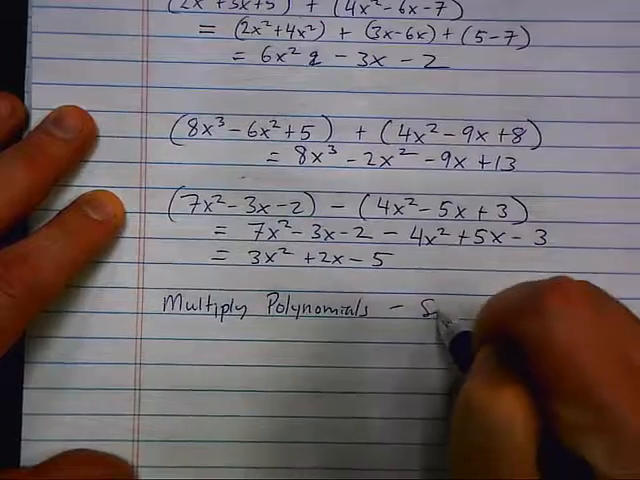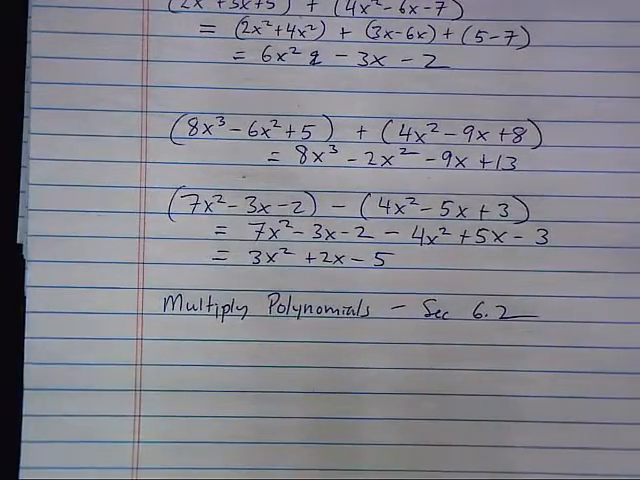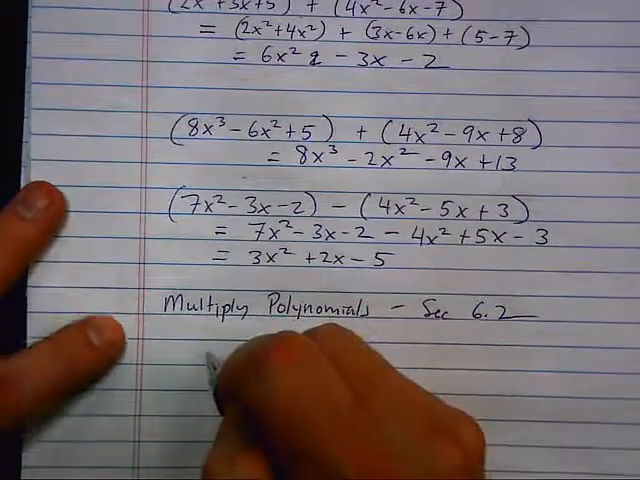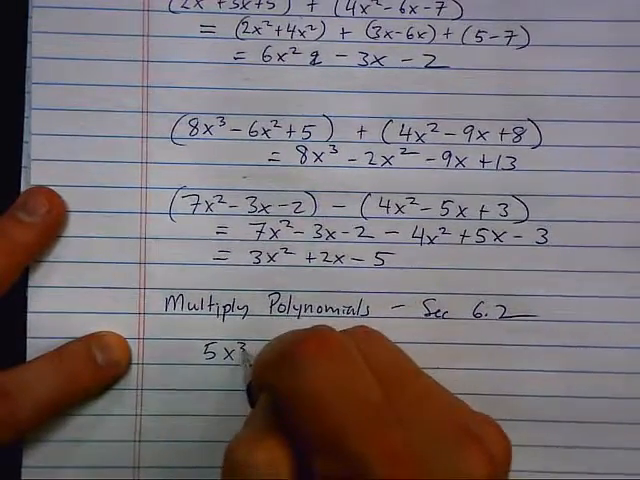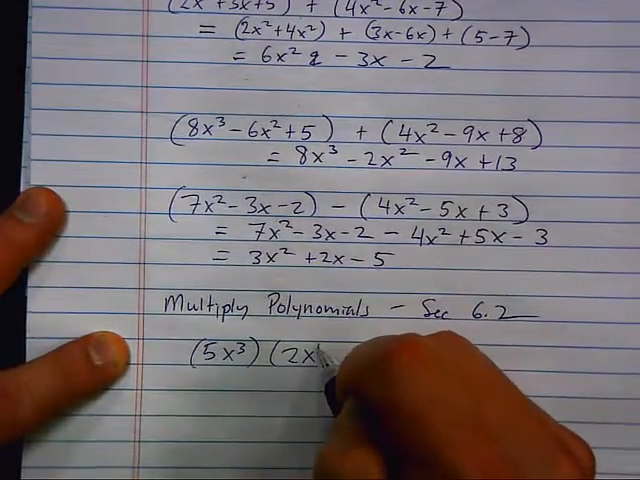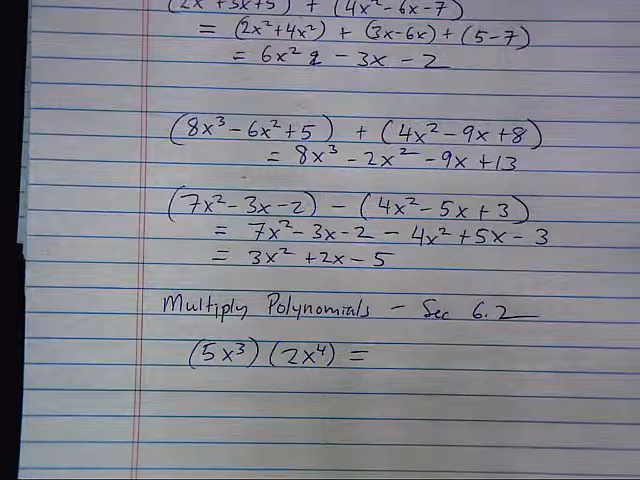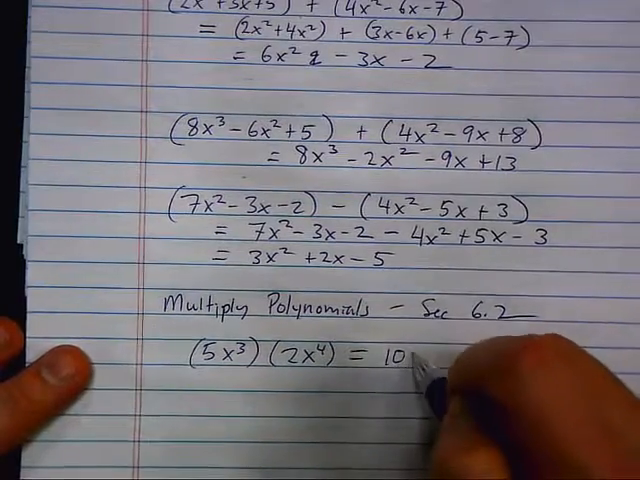This is really section 6.2 here. How do I multiply two monomials? If I asked you to take 5x cubed and multiply it by 2x to the fourth, what would you tell me the answer is? 10x to the seventh. Why 10x to the seventh?